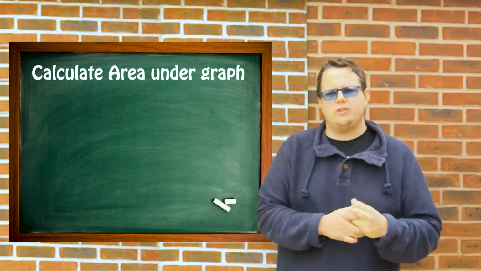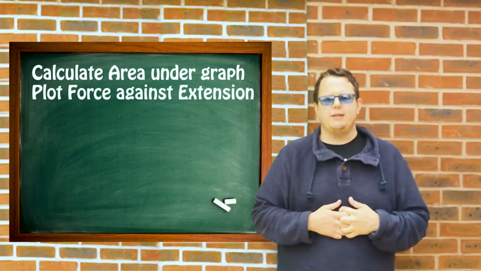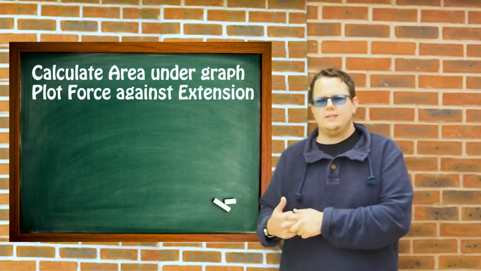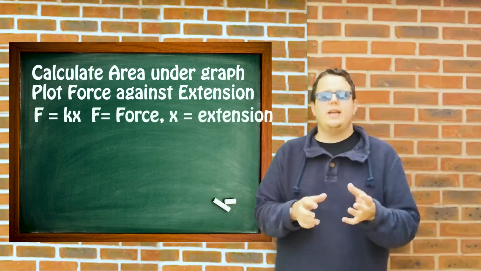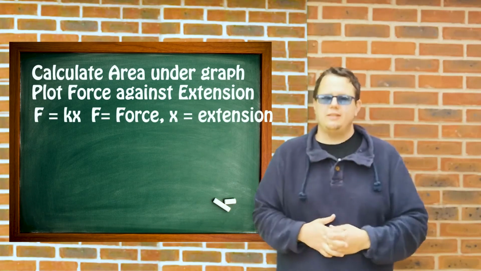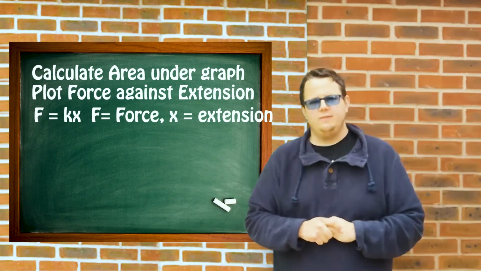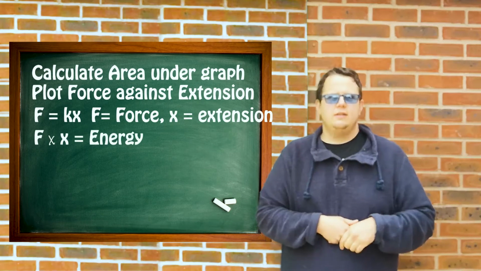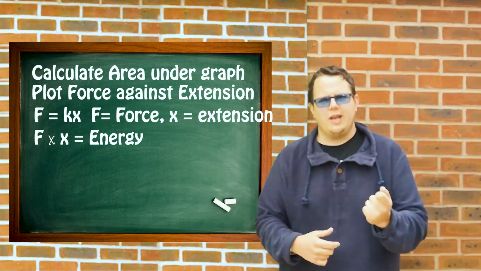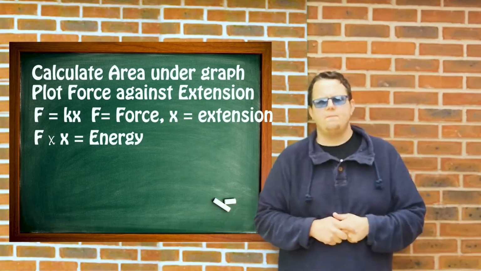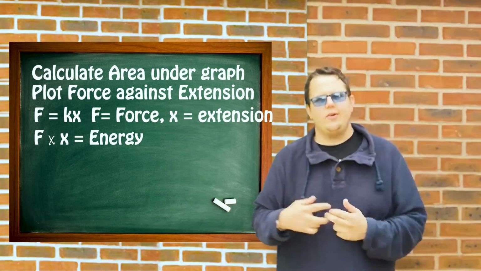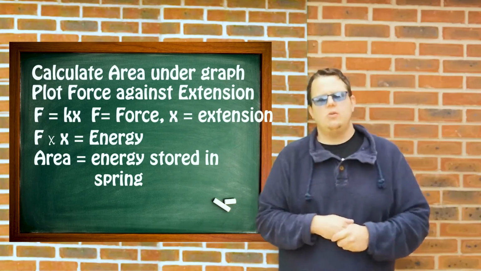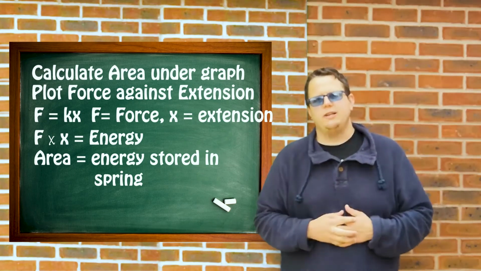So if we have a force extension graph for a spring, if it follows Hooke's law, or F equals kx, F is force, k is our gradient term you can see here, and x is extension. If we multiply F by x, force by a distance, we get energy. That's the equation for work done. So if we calculate the area under this graph, doing F times x to work out that area, we get the work done stretching our spring.